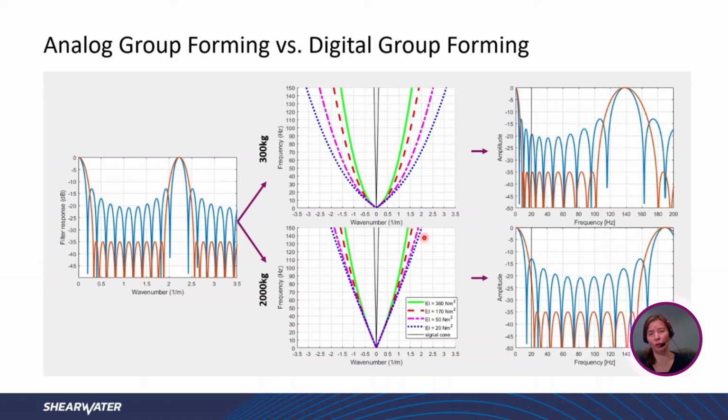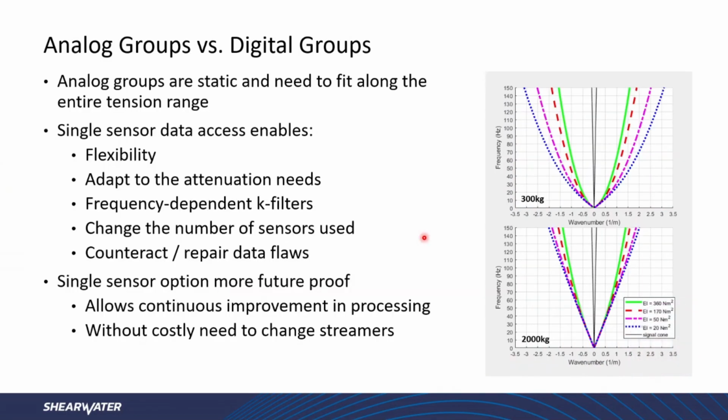So even if you use a group sensor layout, single sensor data from this group will allow you to do more and adapt better to the noise conditions you encounter. So our take on single sensors versus groups is that, yeah, you can do analog groups, but they are static. They need to fit along an entire tension range from the tail of your streamer to the very front end. At the front end it can be a 3 kilometer streamer, an 8 kilometer streamer, or maybe even a 14 kilometer streamer, which is a pretty hard ask for an analog group, and you will need to compromise on that.